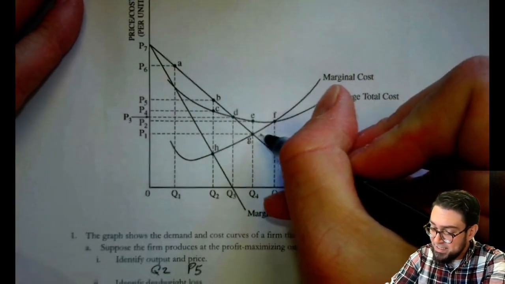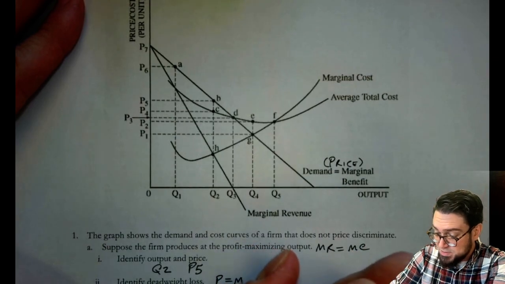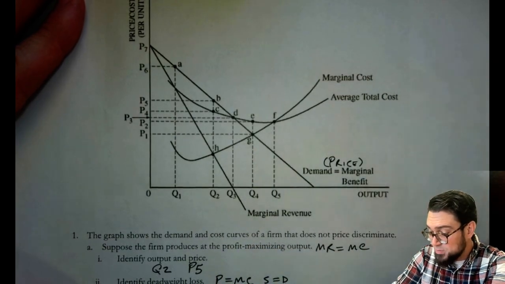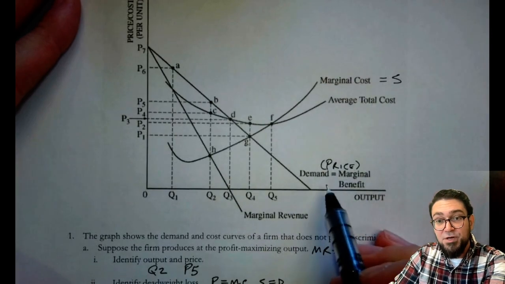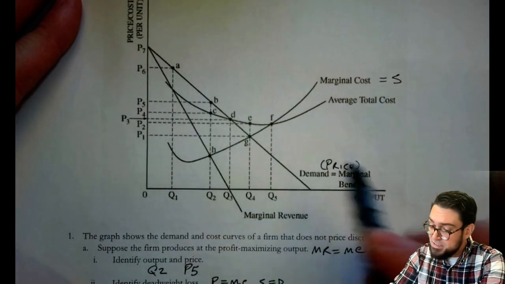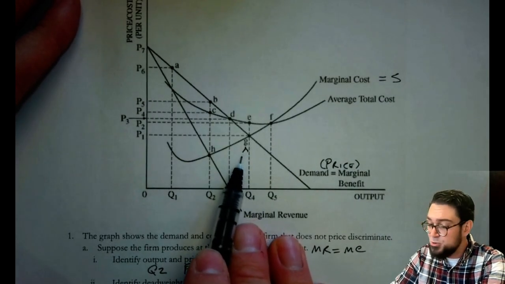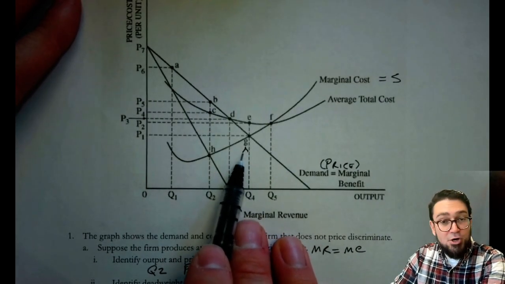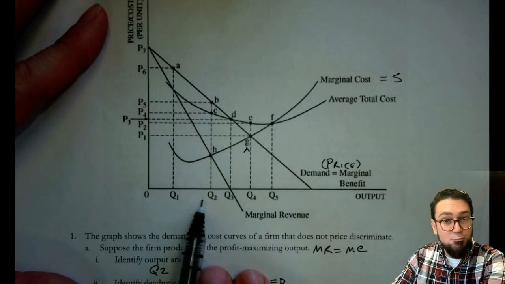Deadweight loss is going to be the area of a triangle. We know that deadweight loss occurs when we're not producing where price equals marginal cost, or where supply equals demand. This marginal cost curve is effectively our supply curve, and we know that equals demand, or cost equals the price, here at point G. So this point would be the socially allocative, efficient, socially optimal, market competitive outcome. But that's not where they are, right? They're not producing Q4, they're producing Q2.